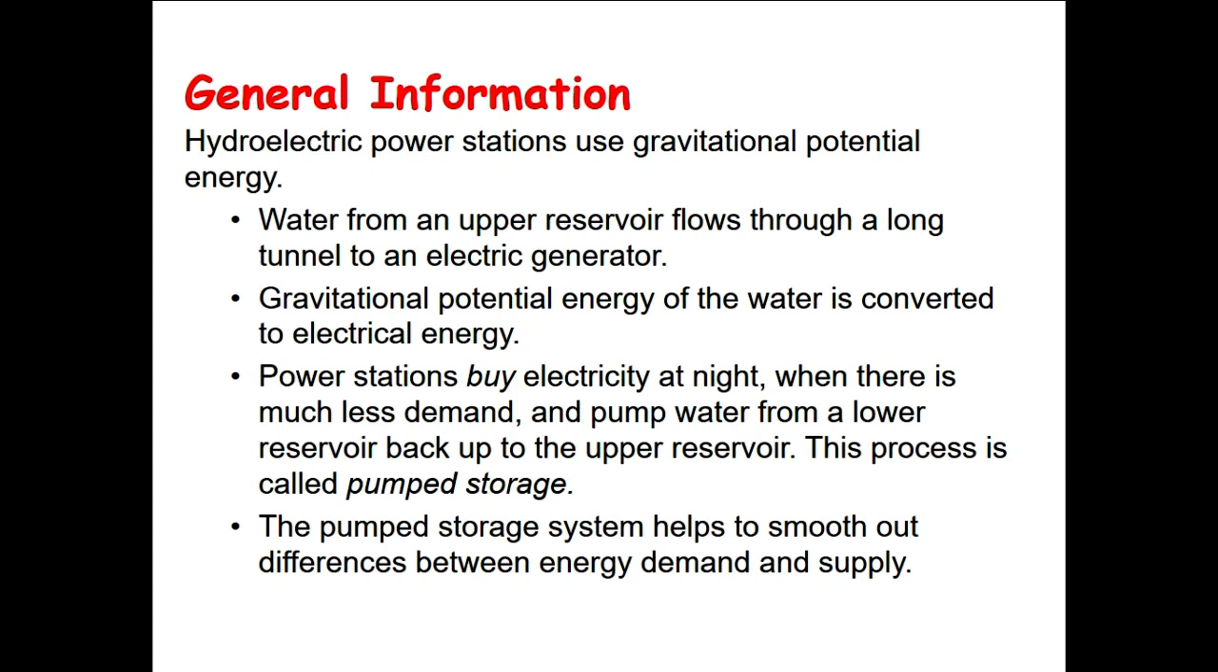General information. Now, hydroelectric power stations use gravitational potential energy of water. Water from a high reservoir flows through a long tunnel to an electric generator. So the gravitational potential energy of the water is converted to electrical energy. Power stations in general buy electricity at night when there is much less demand and pump water from a lower reservoir back up to the upper reservoir. This process is called pumped storage. The pumped storage system helps to smooth out differences between energy demand and supply.